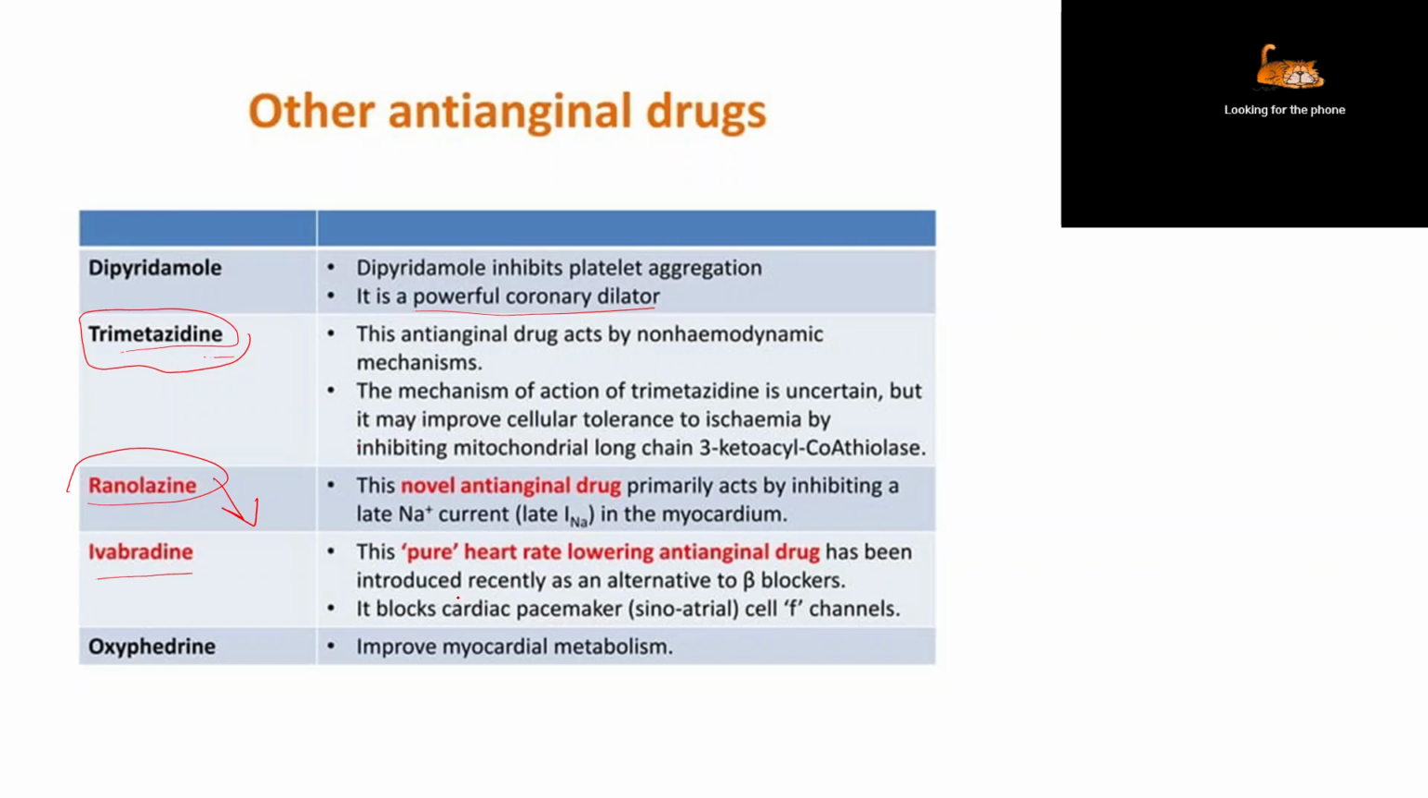It is an alternative to beta blockers. That is called ivabradine, an anti-anginal drug. How does it work? It also reduces the heart rate and force of contraction. Oxypyridine improves myocardial metabolism, so that the heart can get ATP from carbohydrates like glucose. These are the newer anti-anginal drugs which were recently added into the therapy. So that is all about the anti-anginal drugs.